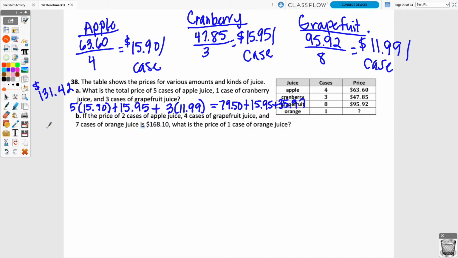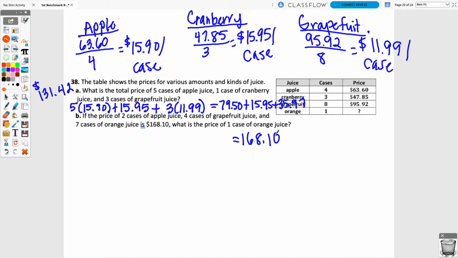If I know a total, and I'm trying to figure out an unknown, we can set up an equation. So I have my total amount, 168.10. Where does that need to go in my equation? At the end. So equals $168.10. And then I'm just going to follow the order of the story for the rest of it.